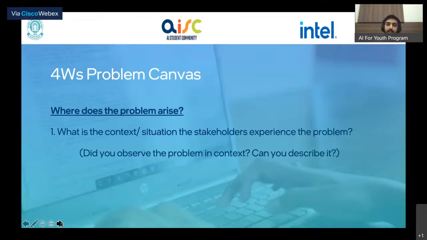Now, whenever we hear the word where, we think of the location, isn't it? Like maybe in Mumbai or in Hyderabad or in Delhi, people face this problem. But in case of the 4Ws problem canvas, when we look at the word where, here we are understanding in what context or in what situation these stakeholders face the problem, right? Whatever the problem that we understood in the what canvas, in which context or situation are they facing or experiencing that particular problem? So we need to describe that situation.